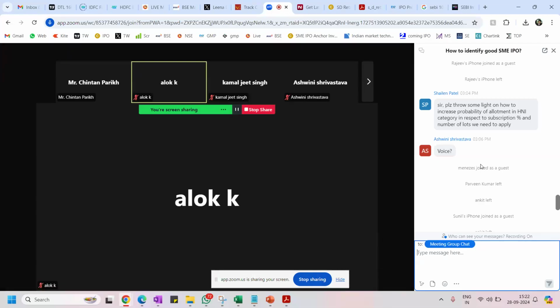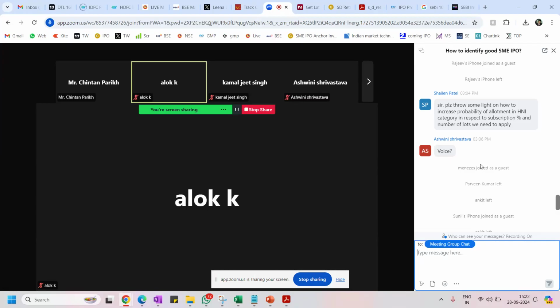Either you increase the number of demat accounts through which you are applying, or you apply for multiple lots. That's the only option available. There are some companies whose parent company is already listed. You buy one share of that parent company, and you can also apply through the shareholder quota.